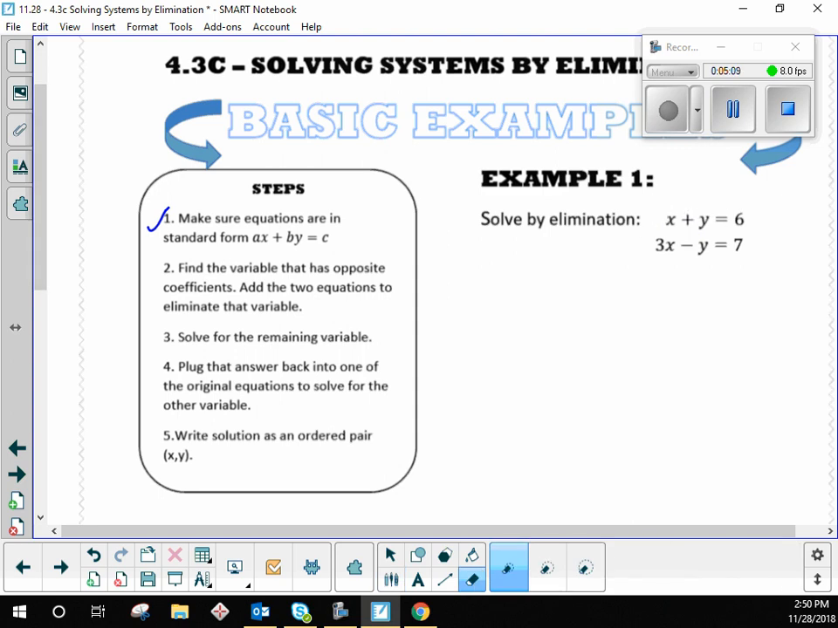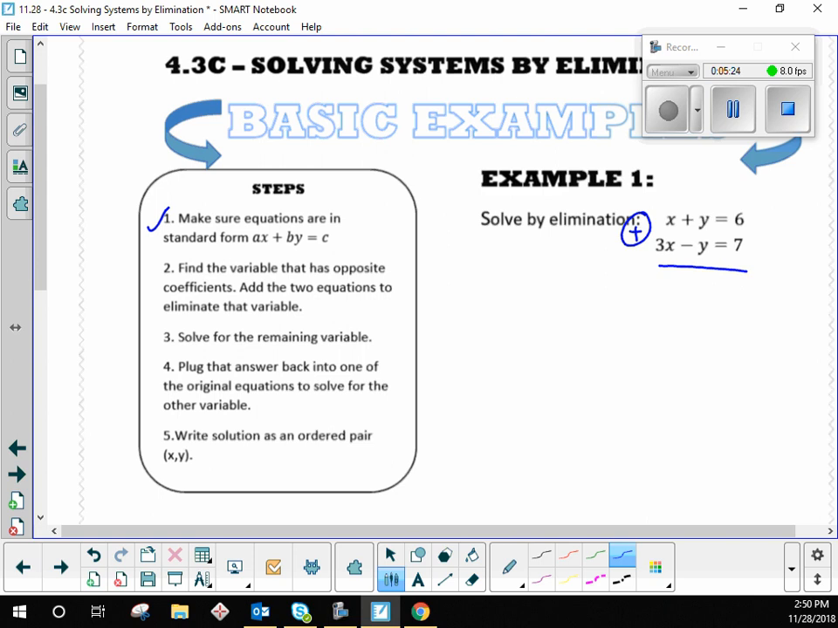So let me erase that so you can see the original more clearly. We said that was the y's because that's a positive y, that's a negative y. And then it says add the two equations to eliminate that variable. So here's what I mean. We're going to add these two things just straight up and down.